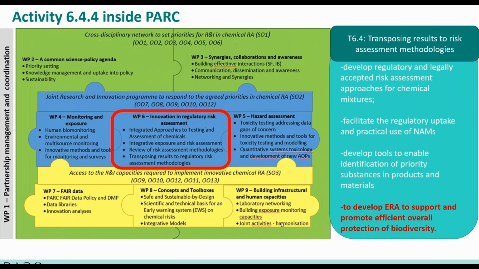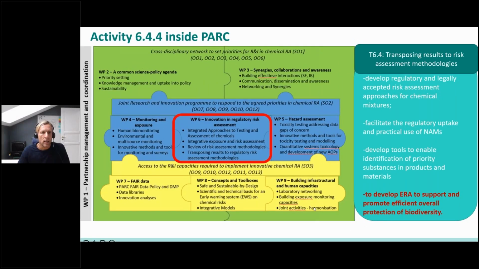Where is activity 644? I was mentioning work package 2 and work package 3 about building synergies and creating a common science policy agenda. There are projects in work package 2 that are dedicated to creating roadmaps for the next generation environmental risk assessment. There are roles of coordination within PARC to link the projects within PARC and externally into such work, paving the way for a next generation environmental risk assessment. So it makes good sense to be connected not only to PARC, but also within PARC. That's what we are trying to achieve in PARC, as an activity leader and work package leaders.